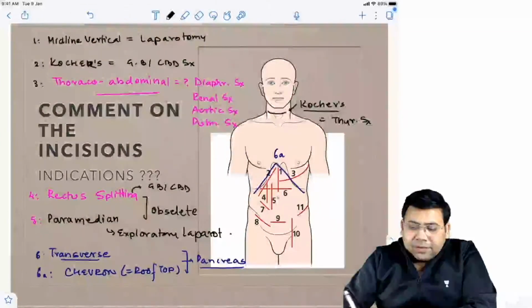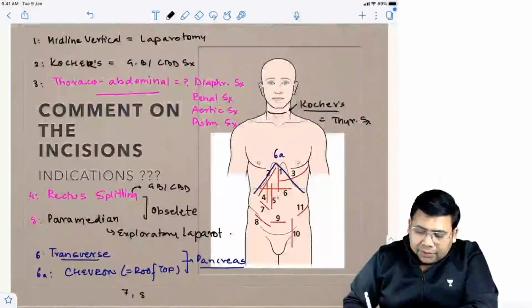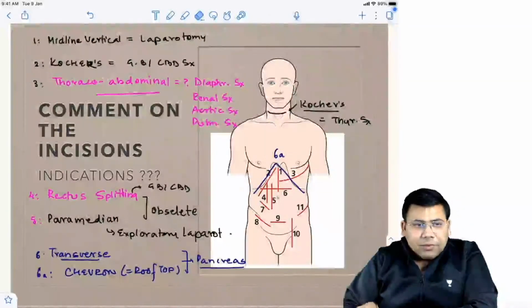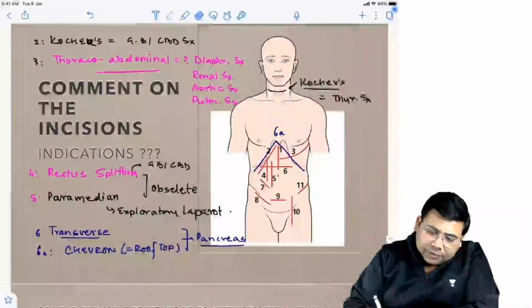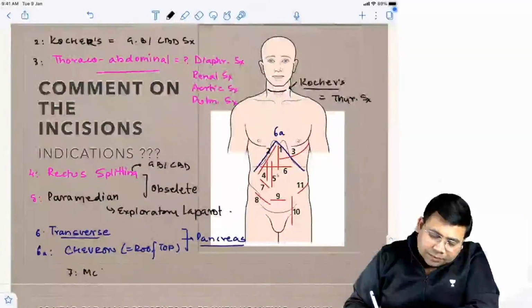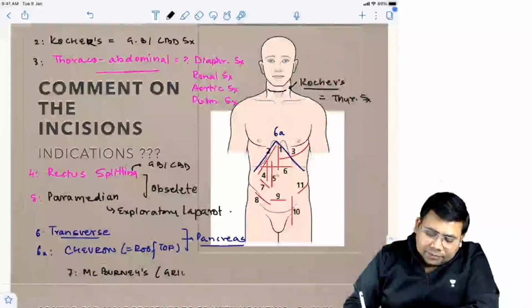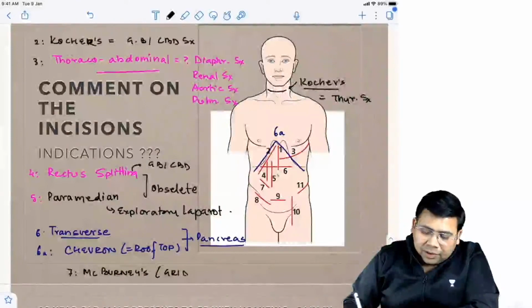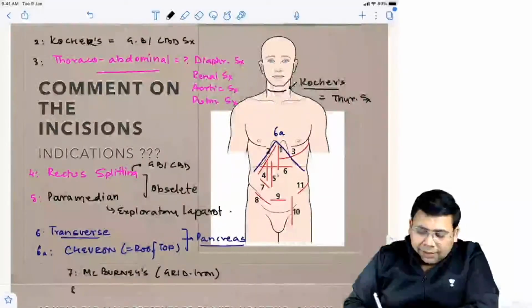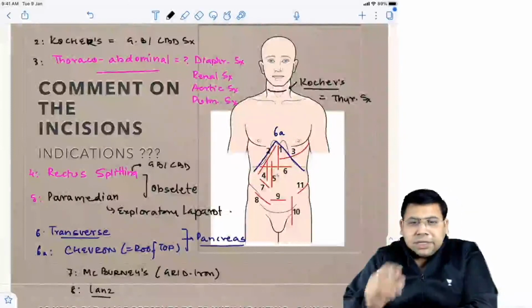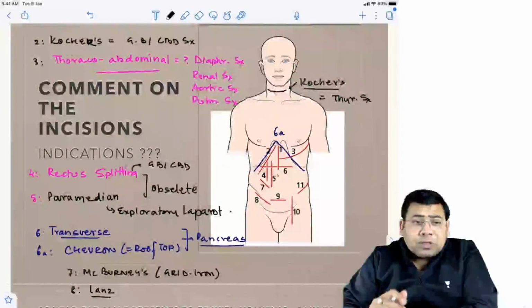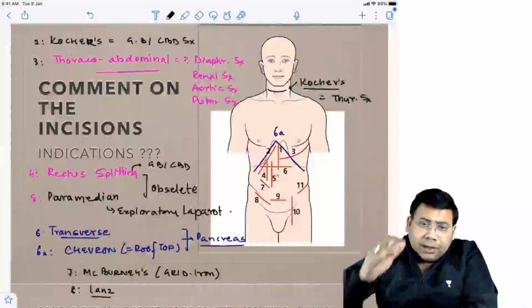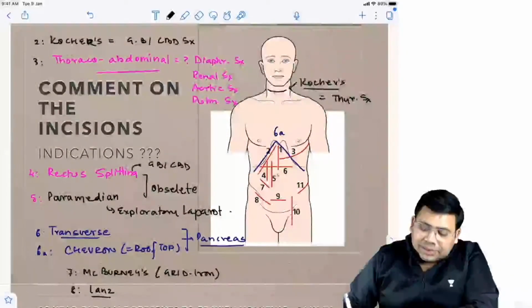But incision number 7, incision number 8, they are both made for appendix. Let us see these incisions. Can you tell me what is 7? Incision number 7. This is the McBurney's, or you can say gridiron. And then 8th is Lanz. The Lanz is also known as a bikini crease incision because it is low lying, hidden under the crease. Both of these incisions are made for appendicectomy.